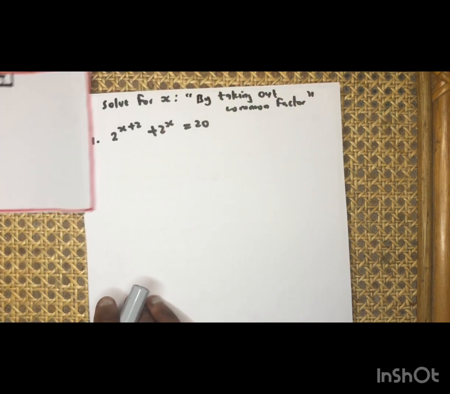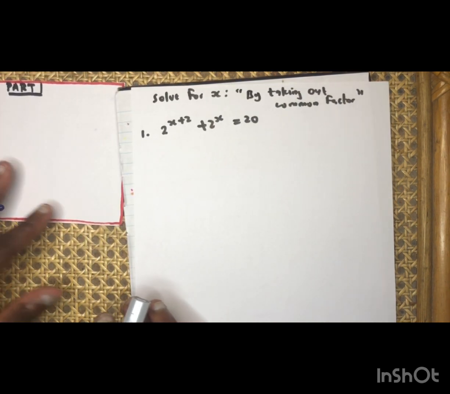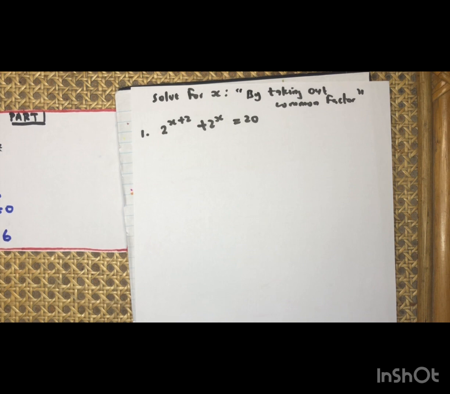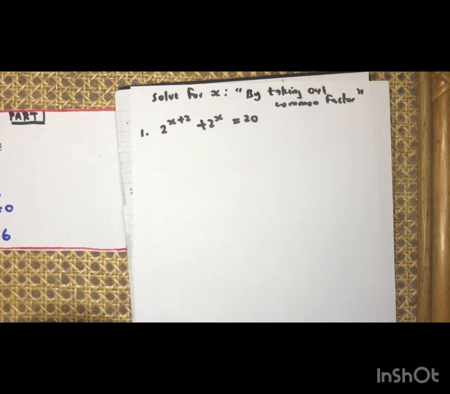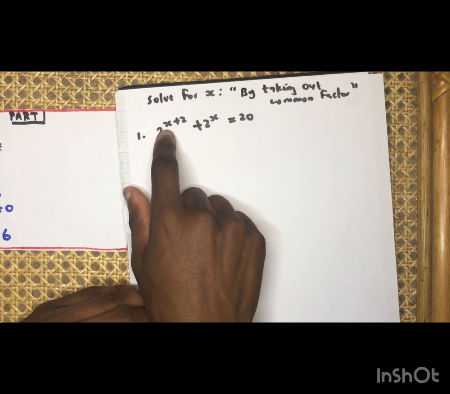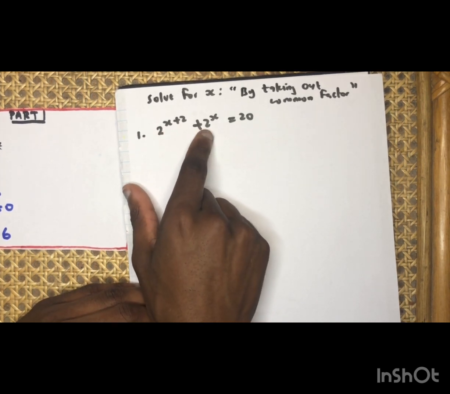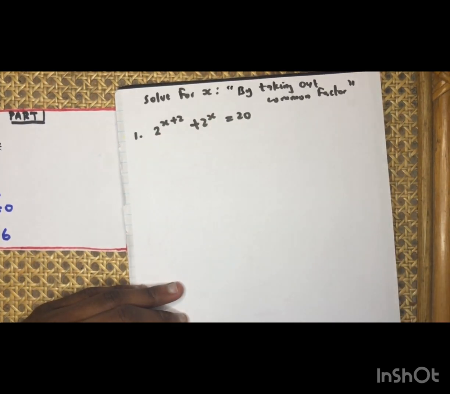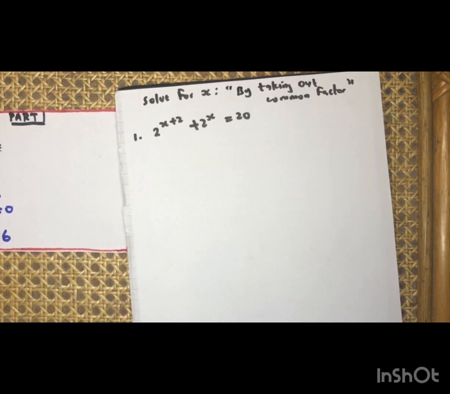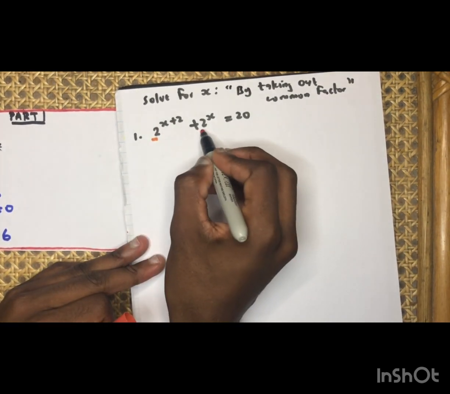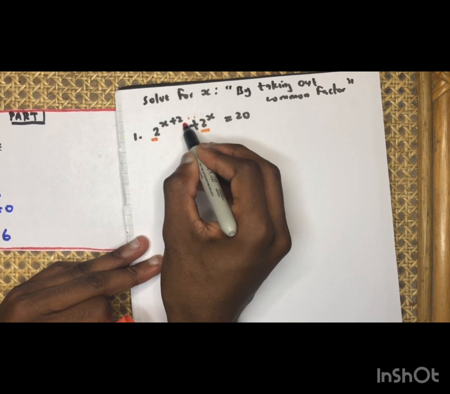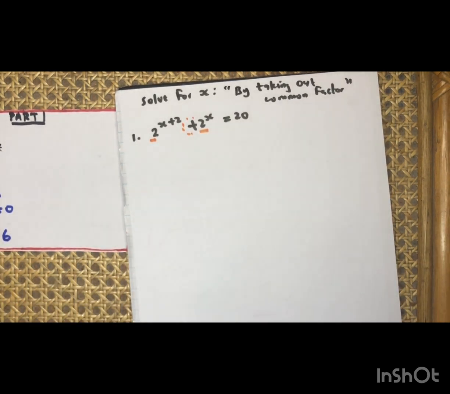So here, let's see how we tackle number 1. Remember, you can pause the video and try to attempt this question on your own. Right, we have here 2 to the power x plus 2 plus 2 to the power x equals 20. Good people, can you see that between my bases, what do I have? I have the sign. So I need to take out the common factor.